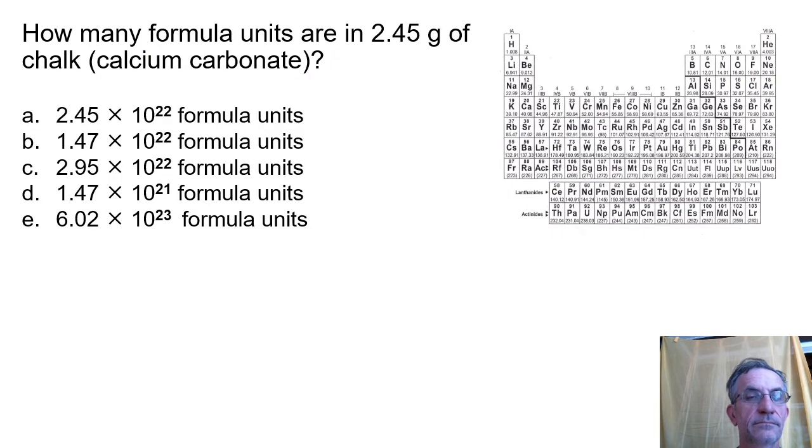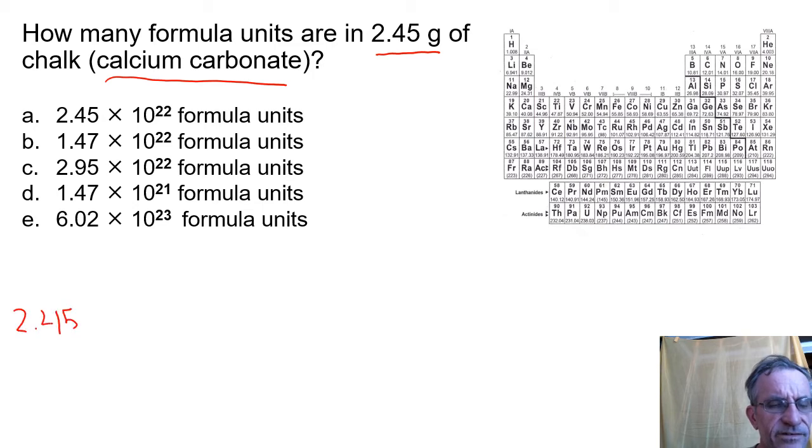All right. This one is, how many formula units are in 2.45 grams of chalk? And the official chemistry name of chalk is calcium carbonate. So how many formula units are in 2.45 grams of chalk, calcium carbonate? So let's see. I know that I'm starting off with that amount of chalk, 2.45 grams, and I am trying to get to formula units.